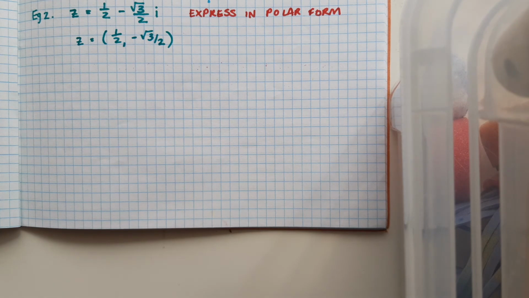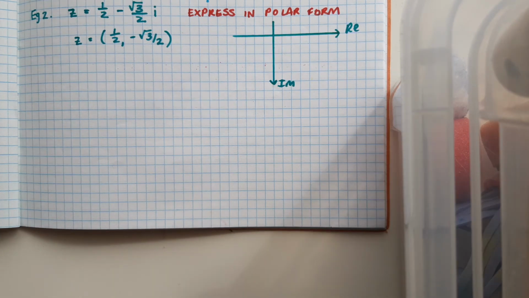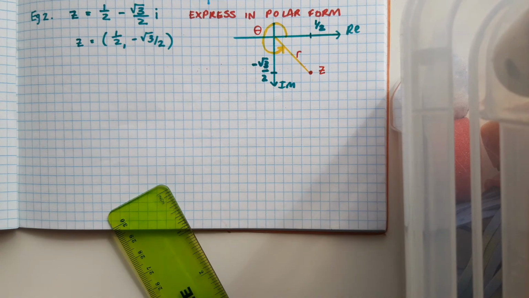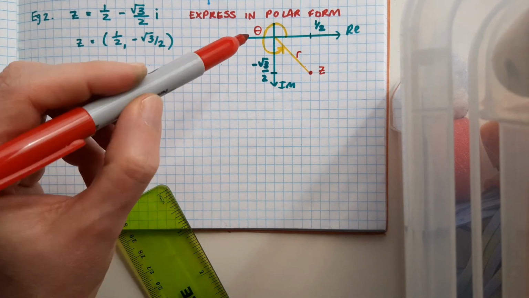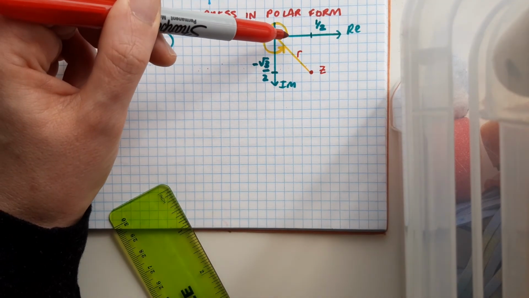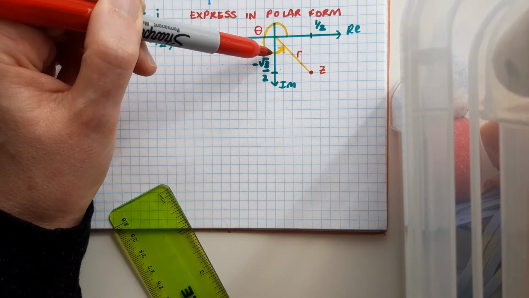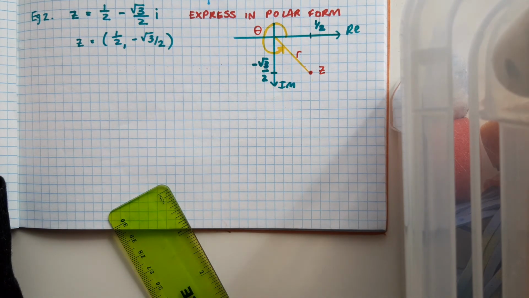So I've written it as a point. So this complex number is at half, minus root 3 over 2. And again, because I'm looking for polar form, I have to think about my modulus and my argument, or theta. Notice again here that my theta, my angle, is going the whole way around from the positive side of the real axis all the way around anti-clockwise until it hits the modulus. So it's always a good idea to draw that modulus in before you draw in the argument.